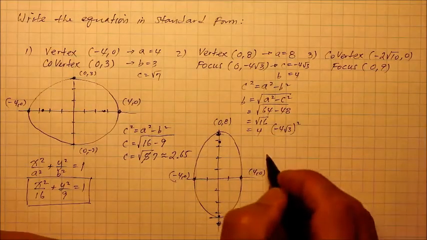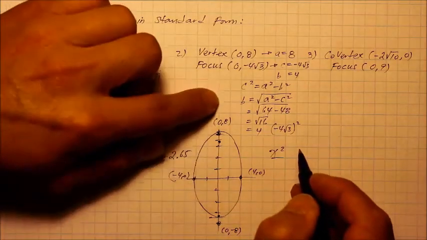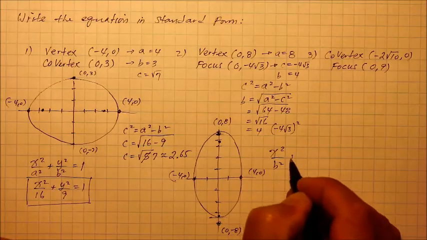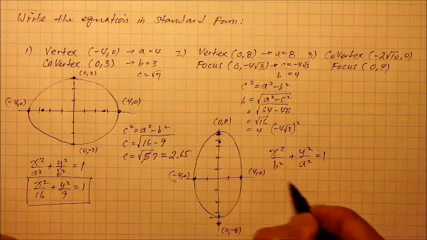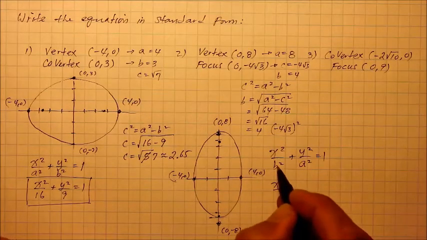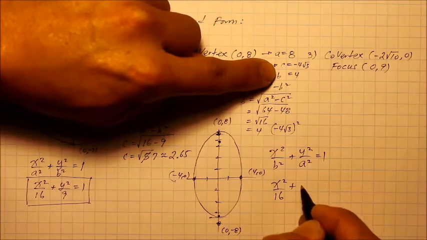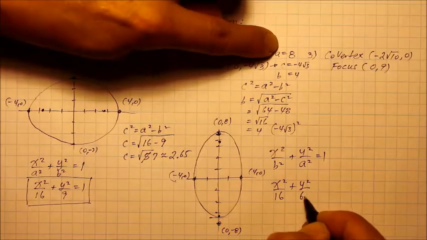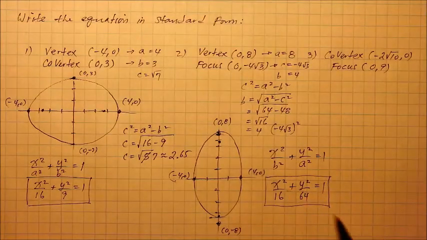Okay, and how do you write the equation? Standard form. It is x squared. This time, since it's along the y-axis, the b squared must come under the x, plus y squared over a squared equals 1. That's the one we're going to use now. So when we substitute all the numbers, x squared over b, we found it to be 4 squared, which is 16, plus y squared over a was given as 8 squared, 64, is equal to 1. And there's my standard form. And this one?